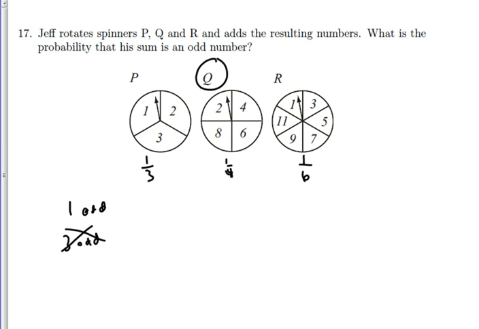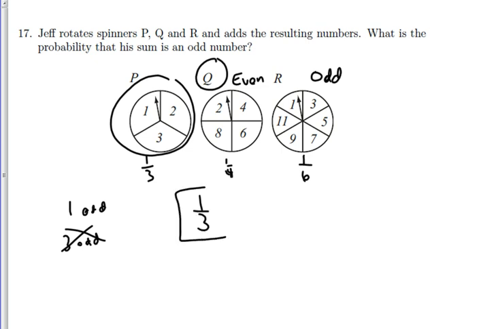So it turns out that because this is always an even and this is always an odd, this problem comes down to when can P be an even number, and P is an even number exactly 1/3 of the time. So the answer to this question is 1/3 of the time when you add up the three results from the spinner, you are going to get an odd number.